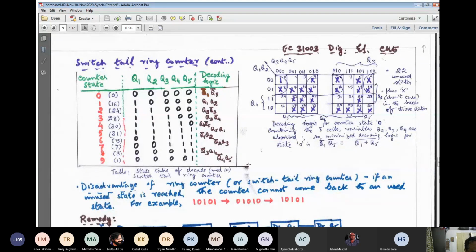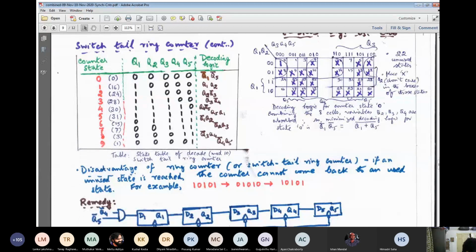Just work out that. So the disadvantage, as we have noted, is the lockout possibility. Lockout means if the system falls into one of the unused states, then it cannot come back to a used state. You will be generating a subsequence, a modulo 2 counter, but this is useless for the intended purpose. So you have to take some mechanism such that this lockout can be prevented.